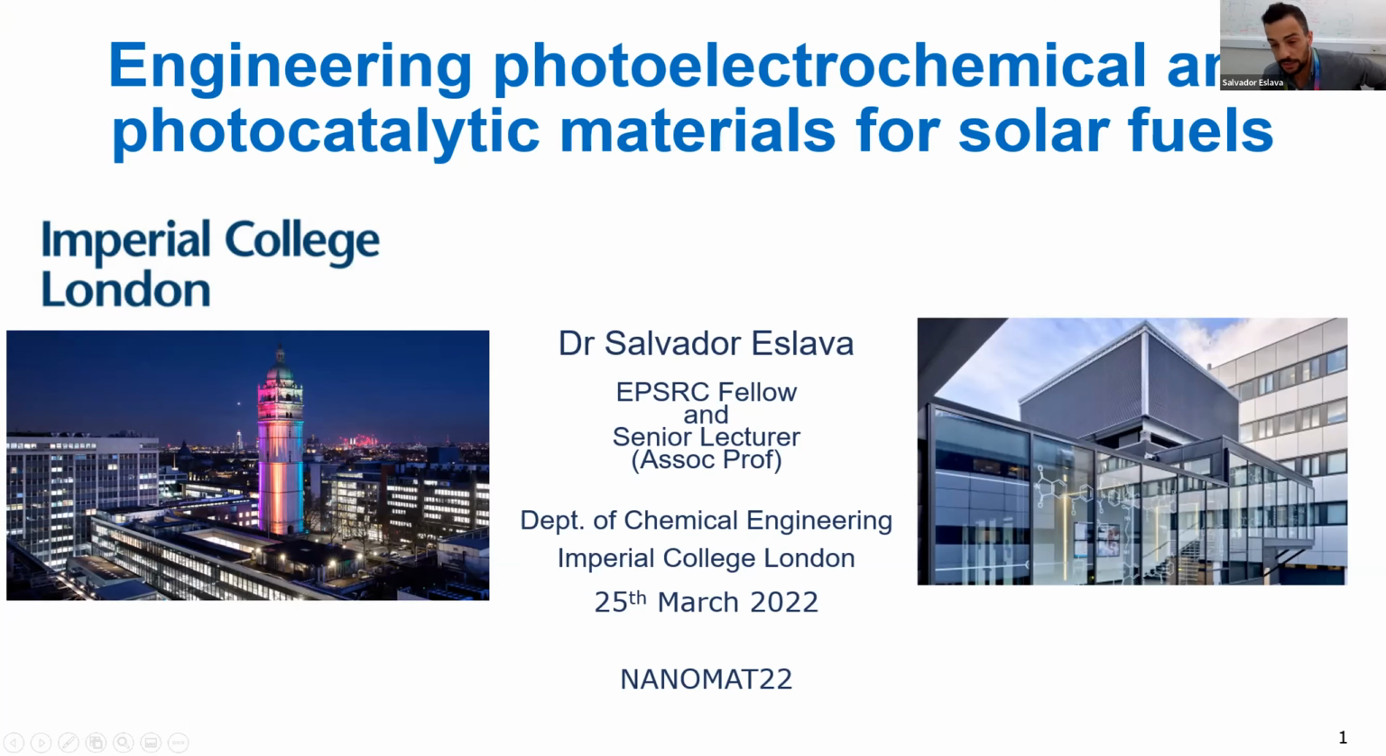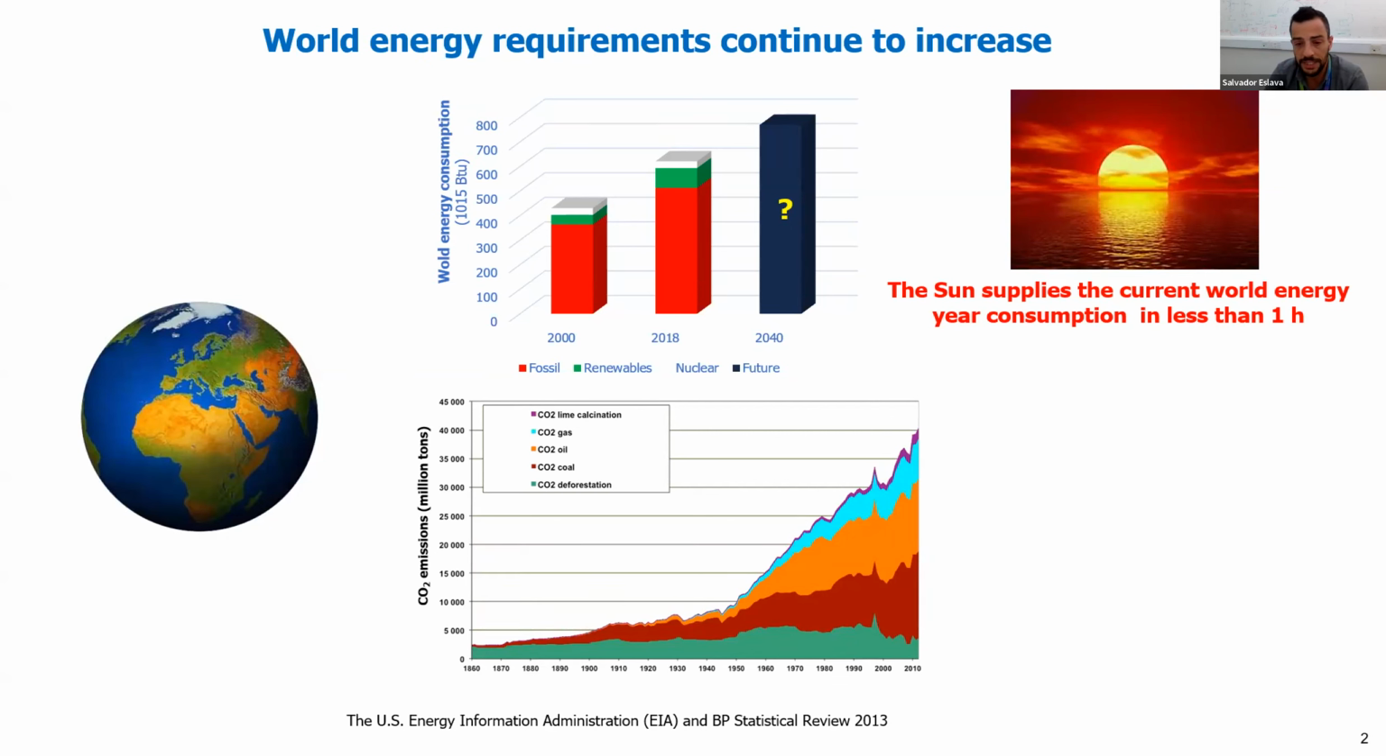We know that the world energy requirements continue to increase. This is due to the increase in the world population. This is also increasing the amount of fossil fuels that are used, because although we are decreasing their percentage, we're still increasing the energy demand. So we need to change this trend to be able to tackle global climate change. If we look at abundant renewable energy sources, we see that the sun supplies the current world energy yearly consumption in less than 1 hour. So it looks kind of obvious that the sun is going to play a key role in the future of the wide diversity of energy sources.